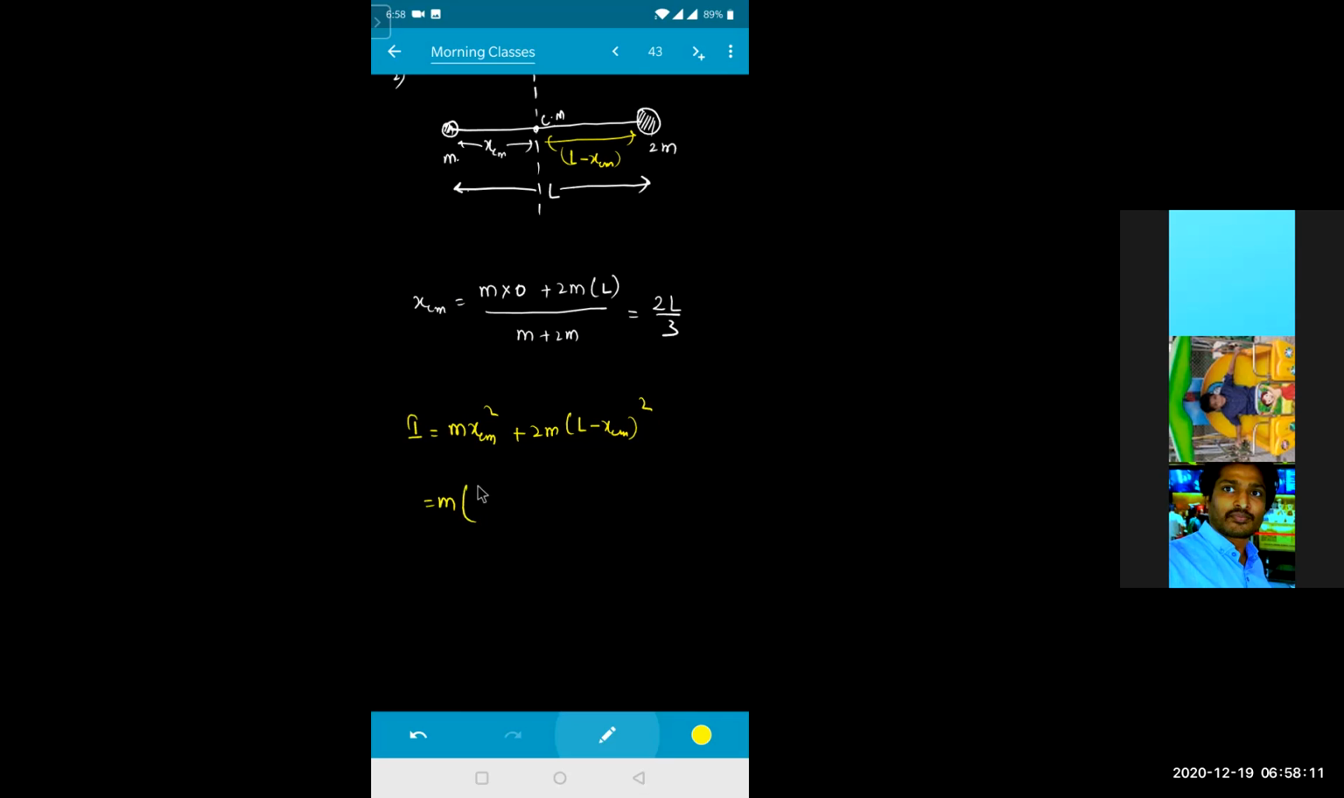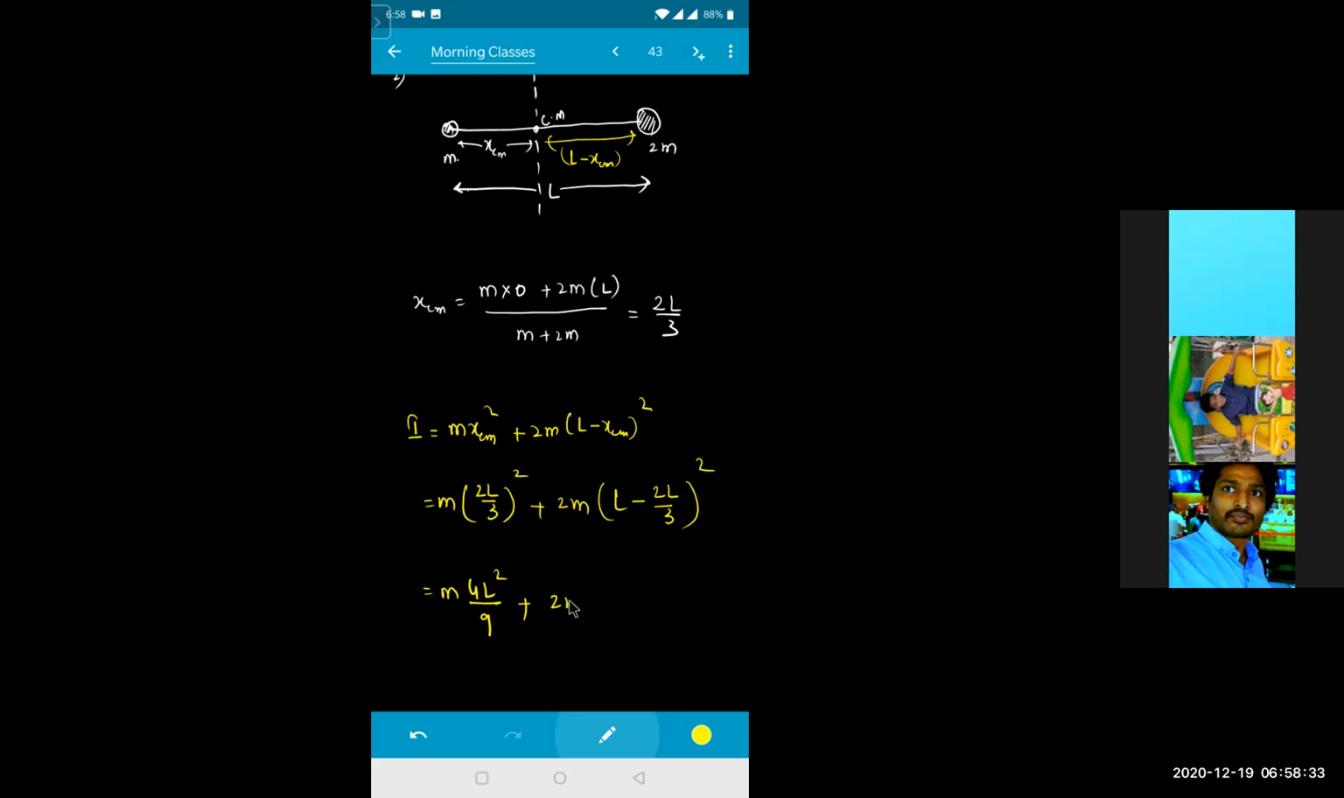xcm will be equal to 2L by 3 whole square, plus this one is nothing but 2m into L minus xcm, which is L by 3 whole square. So this one is nothing but m into, this will become for me how much, beta? 4 into L square divided by 9. This one is L minus 2L by 3, how much?